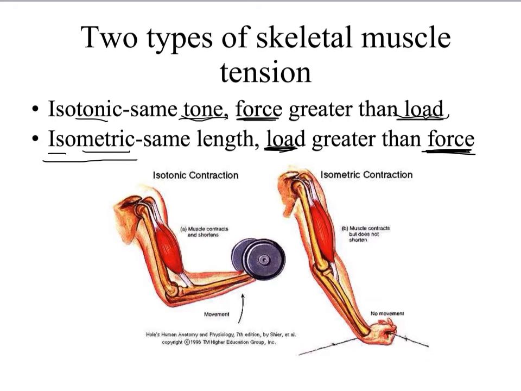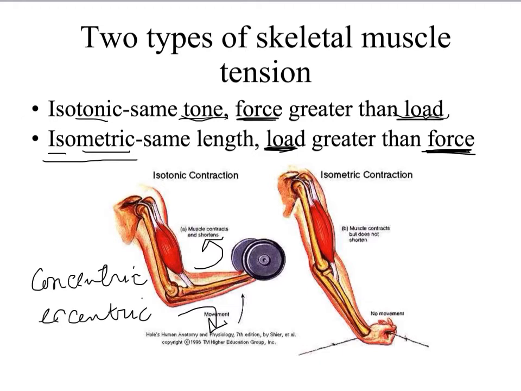Now, you may see in your book when they're talking about isotonic contractions, they'll be talking about concentric contractions and eccentric contractions. Let me clean that up a little bit so that's readable. Okay, a concentric contraction is when you're going upward and you're shortening that muscle. And the eccentric is when you're coming downward and you're actually lengthening that muscle.